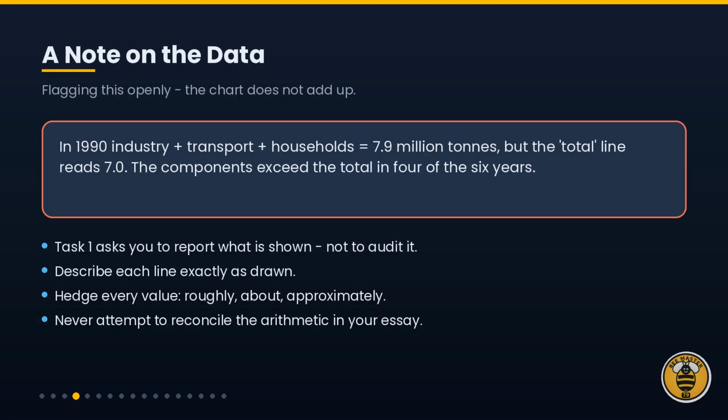One honest note before we write: if you add industry, transport and households together, the sum does not match the total line in most years. In 1990 the 3 sources come to 7.9 million tons, while the total line sits at 7. The chart is internally inconsistent. This does not matter for your band score because Task 1 asks you to report what is shown, not to audit it. Report each line as drawn, hedge your figures, and never try to reconcile the arithmetic in your essay.